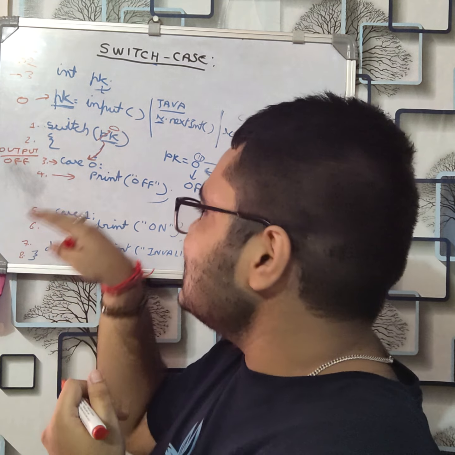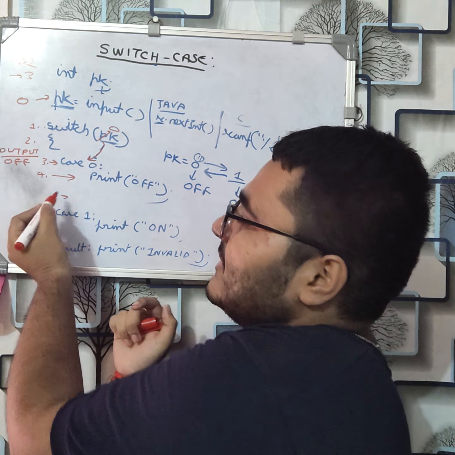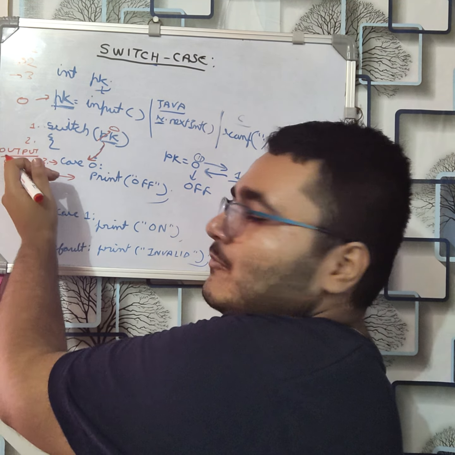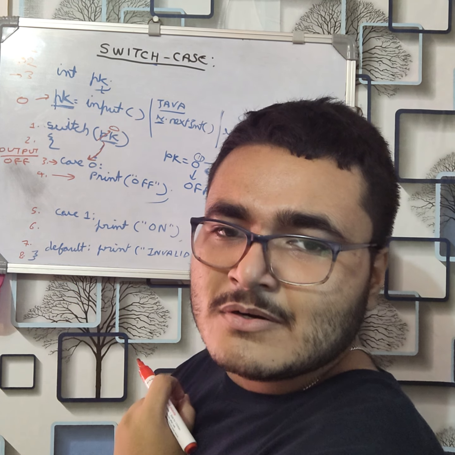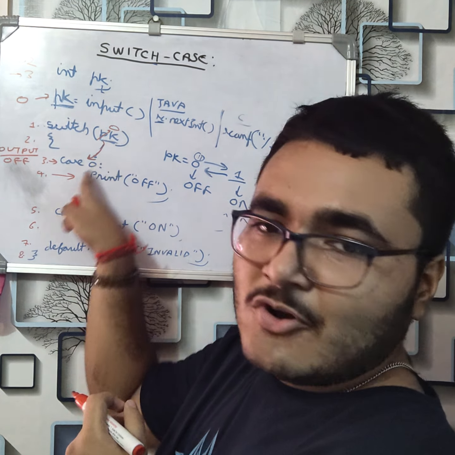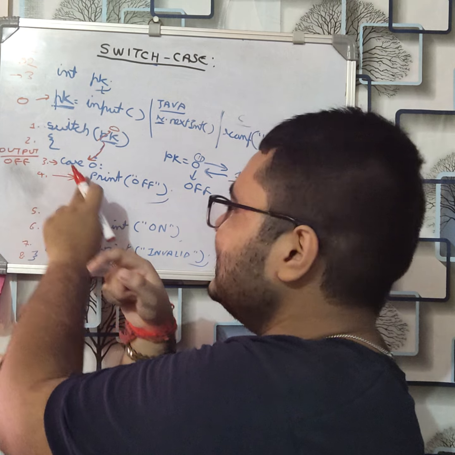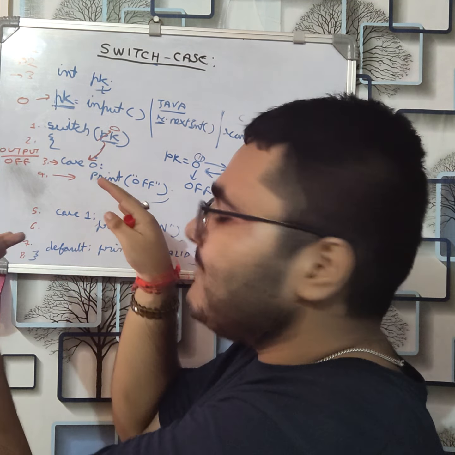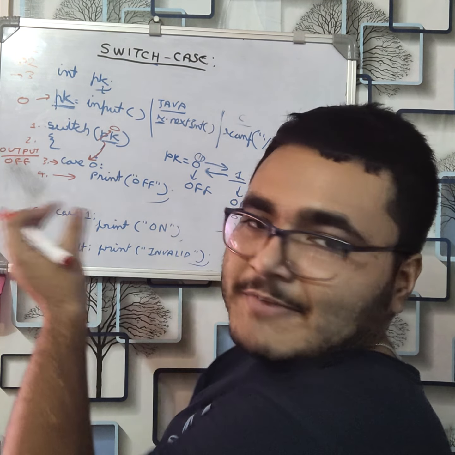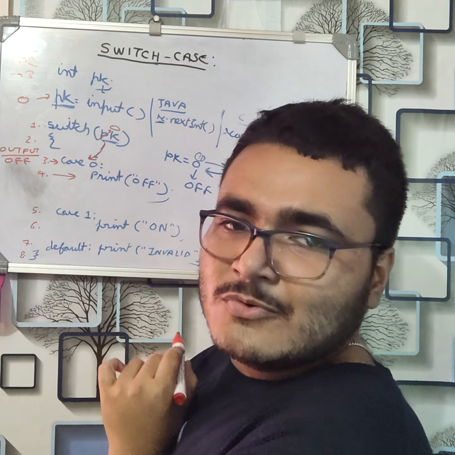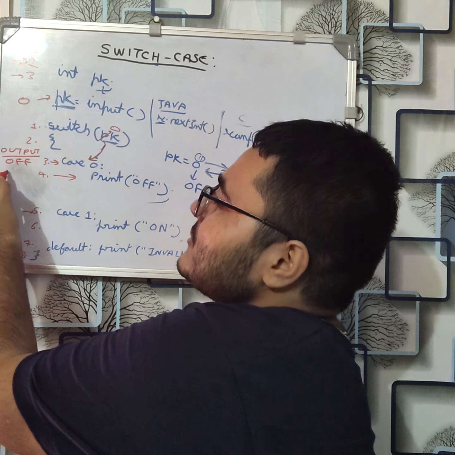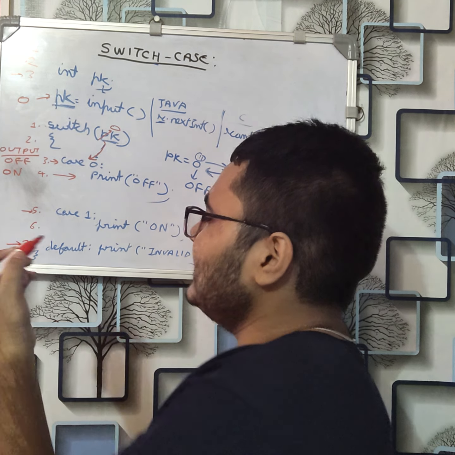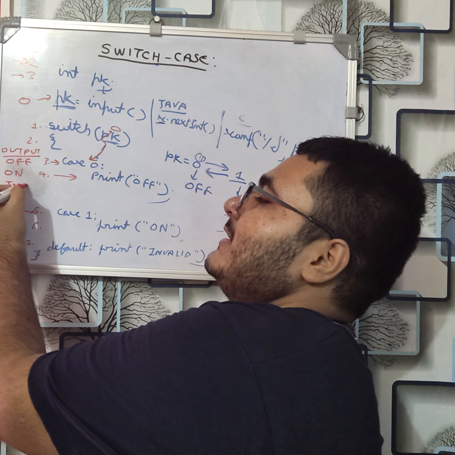And there is no condition here, right? There is nothing stopping the compiler from going from case 0 to case 1. Case 0 says 0 matched with 0, fine, this has been printed. But now I will execute the next line too, because I am executing line by line. So it will also execute case 1, and in the output it will print on also. And it will also execute the default condition, and print invalid.